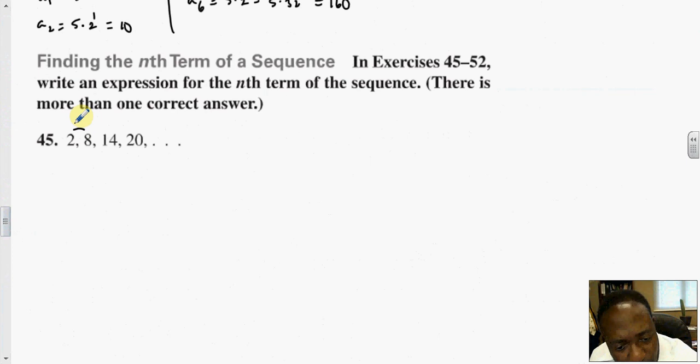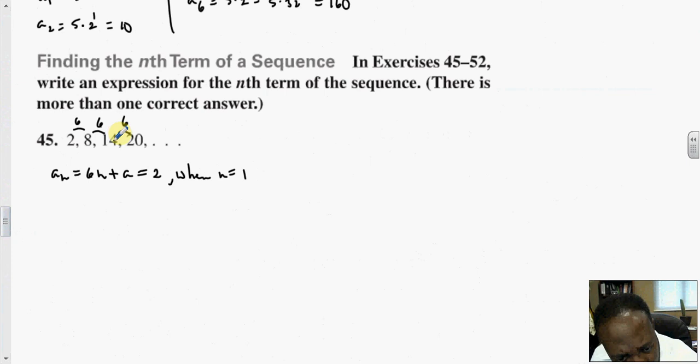The difference between 8 and 2 is 6. The difference between 14 and 8 is 6. The difference between the 20 and the 14 is the 6. So the same previous method that we gave you, looks like you can use that. So it looks like we have some a sub n is equal to 6n plus I don't know, right? And that's equal to, let's say for the first term, and this is when n is equal to 1. N is 1, n is 2, n is 3, n is 4, right?